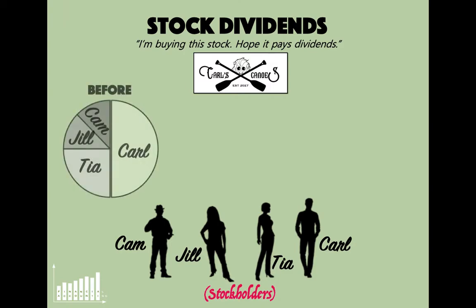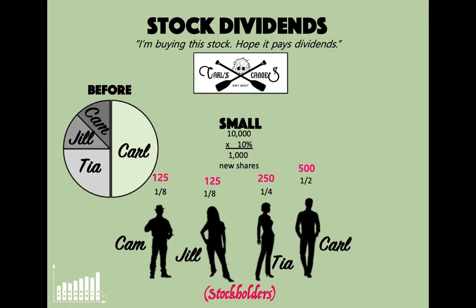So let's say these are our stockholders. We're going to go with the 10% example. Before the 10% stock dividend, this is how the company's ownership looks. Cam owns an eighth, Jill owns an eighth, Tia owns a quarter, and Carl owns half. The small stock dividend comes out, 1,000 new shares are distributed, and Carl gets 500 of them. He owns half the company, so he gets half the new shares. Tia gets 250, which is a quarter, and then Jill and Cam get 125 apiece.